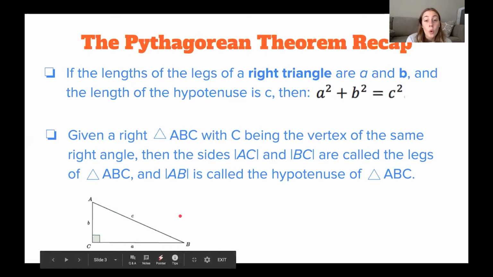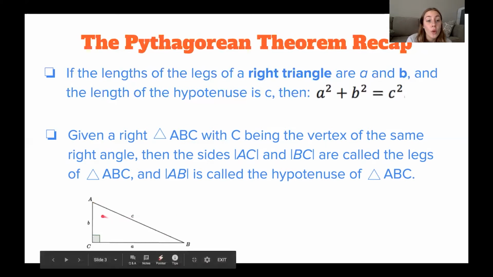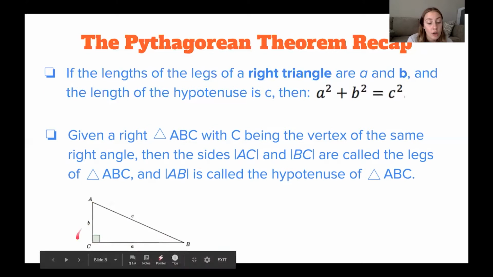So with the theorem that we just read off in the first bullet, we know that the lengths of the legs of the right triangle, so we have A and B, these are our legs, and then our C, which is the hypotenuse. And these sides, A and C, B and C, like I said, are the legs. And then we also have our 90-degree angle, our right triangle.